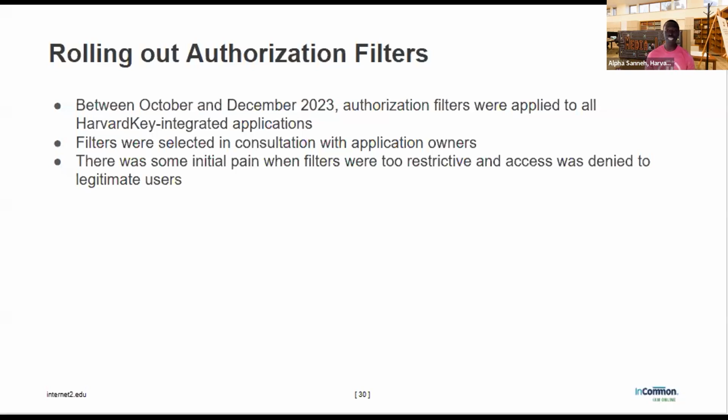Some initial pain points when we initially did that, but those were easily resolvable. An example would be somebody didn't think that vendors need access to their application, so they used a more restrictive group. And then we can give them exception groups for them to be able to give those people access. But as of today, pretty much every application that's using single sign-on at Harvard is required to use front door authorization.